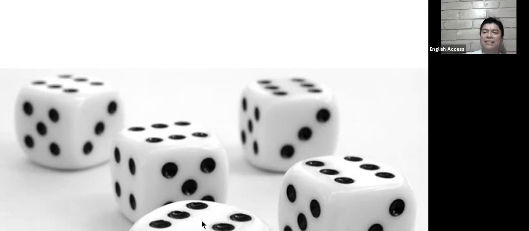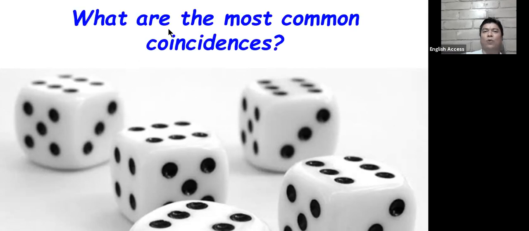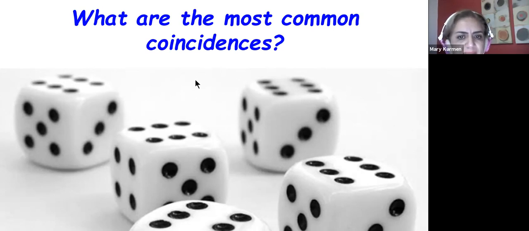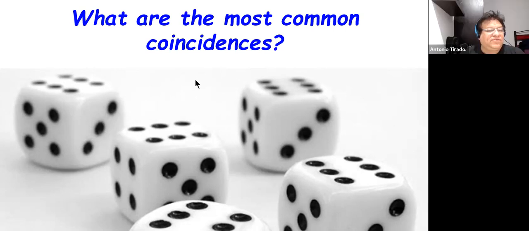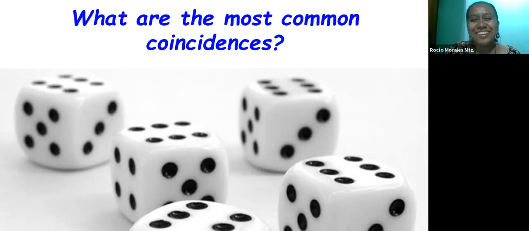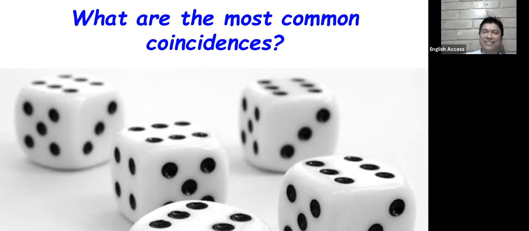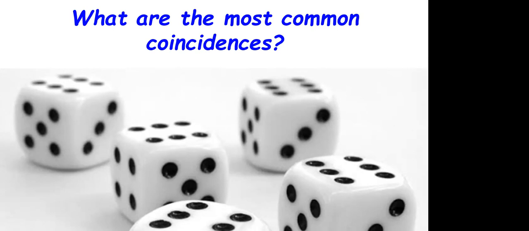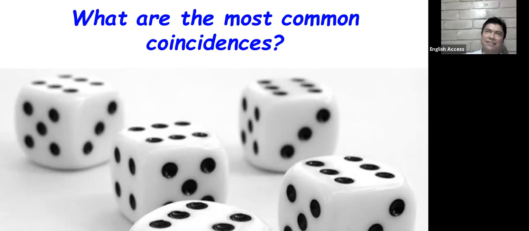Awesome. What are the most common coincidences? 6 and 5. I know, I'm talking in general, in life. What are the most common coincidences? Wearing the same color as somebody else's t-shirt at a party. Yes. Wearing the same clothes as somebody else.